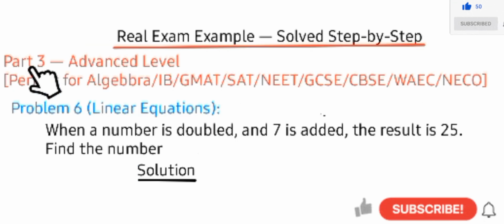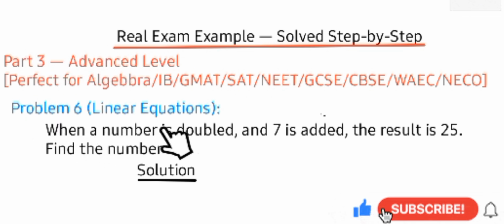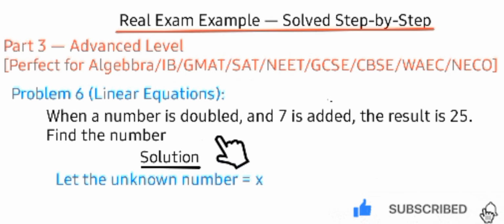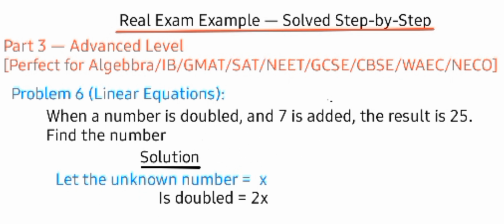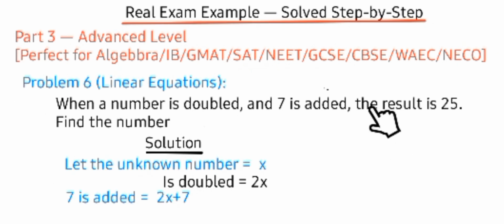Part 3 is meant for advanced level. The sixth challenge says, when a number is doubled, we don't know the number, then let's call the number x. Is doubled simply entails multiplying x by 2. 2 multiply x, 2x. And 7 is added. That is 7 is added to 2x. The result is 25. That is 2x plus 7 equal 25.